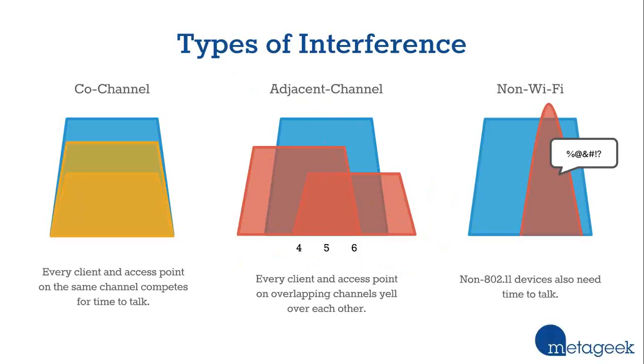Now remember, in the 5 gigahertz band, the channels don't partially overlap, so we don't have adjacent channel interference in the 5 gigahertz band. It just doesn't exist there.